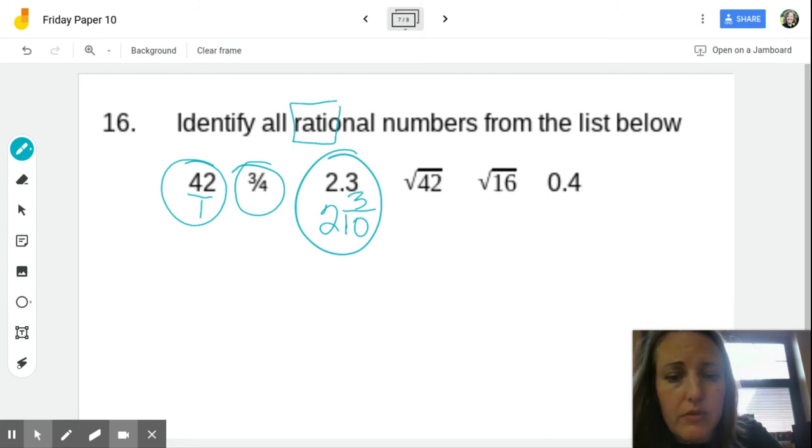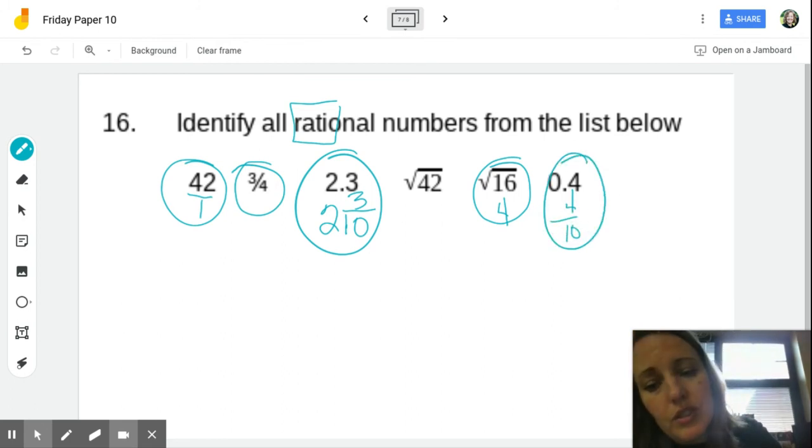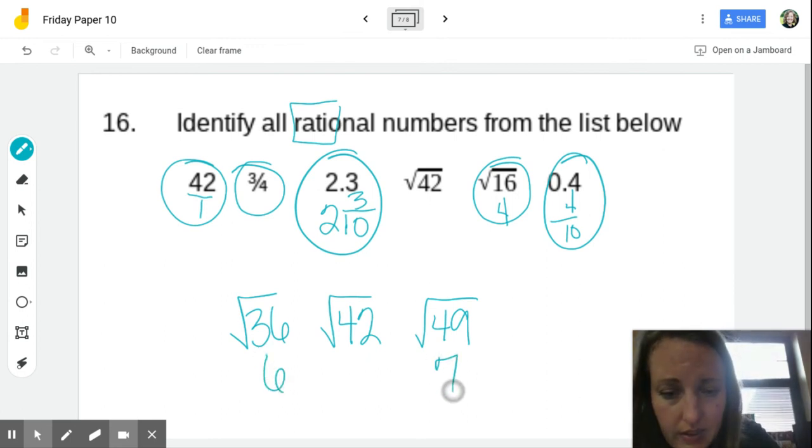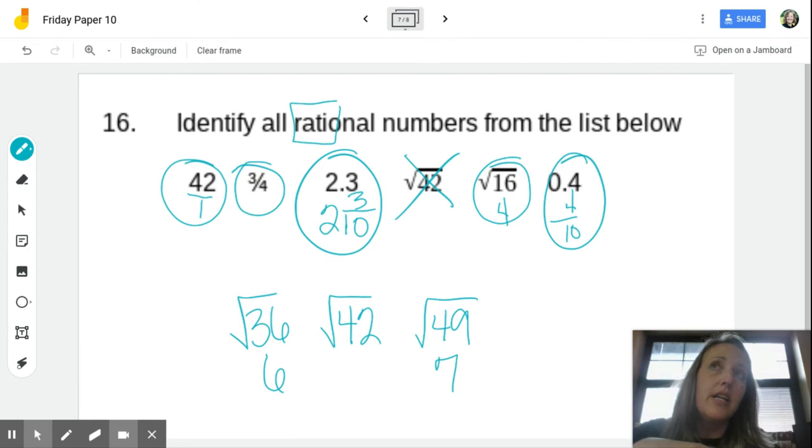Square root of 42, I'm going to leave for a second. What's the square root of 16? 4, because 4 times 4 is 16. 4 over 1 is a fraction, and this is 4/10. It's also a fraction. Okay, square root of 42 is between the square root of 36 and the square root of 49. It's not a perfect square, right? So we know it's somewhere between 6 and 7, but it's going to be a decimal and it's never going to end. So this is irrational. Can't write a non-terminating decimal as a ratio or a fraction.